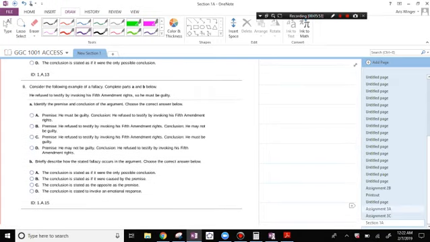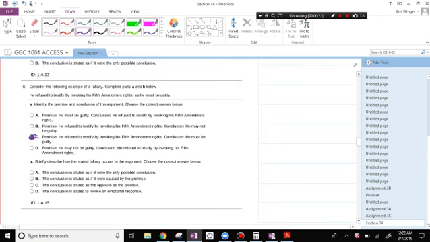Consider the following example of a fallacy. Complete parts A and B below. He refused to testify by invoking his Fifth Amendment rights, so he must be guilty. The premise is that he refused to testify by invoking his Fifth Amendment rights. So that's either B or C. He may not be guilty. No, it was that he must be guilty.